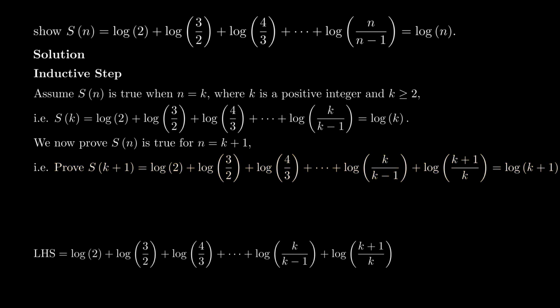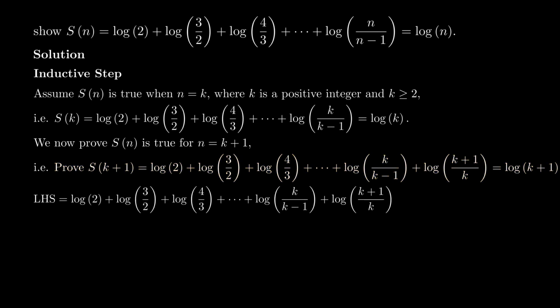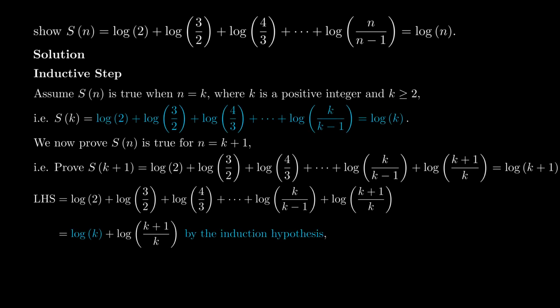Getting into this, our left-hand side, as aforementioned, is equal to log 2 + log(3/2) all the way up to log((k+1)/k). Then, using our assumption from before, we can replace the first k terms with log of k, so our left-hand side is much shorter. That is, it's log k + log((k+1)/k).